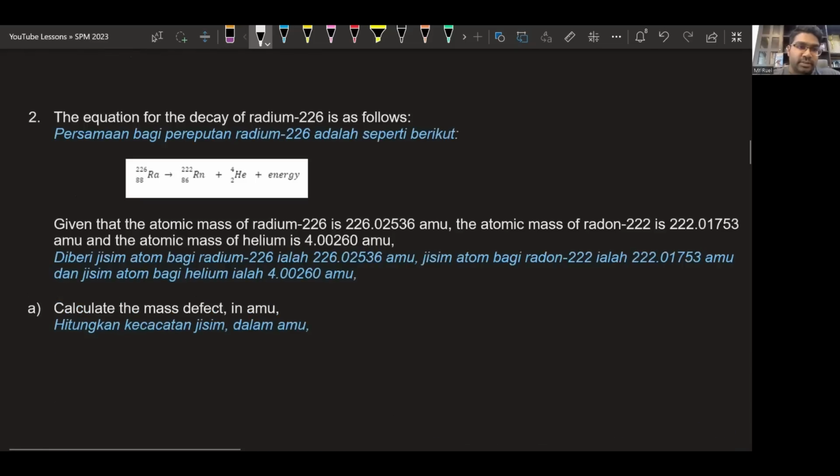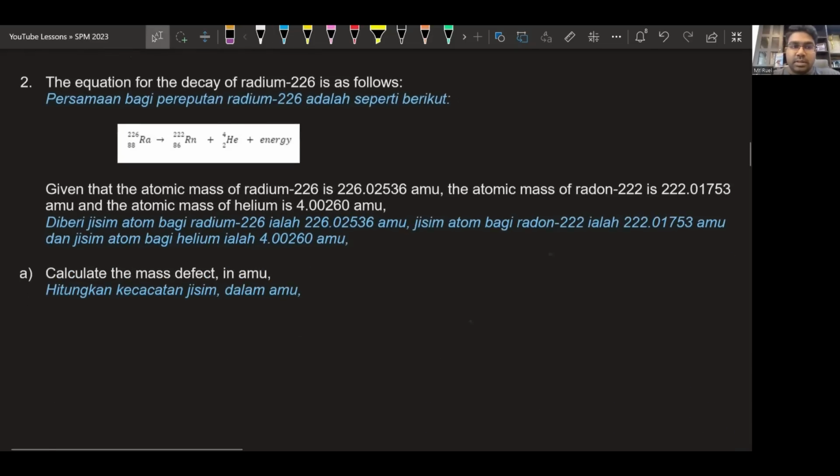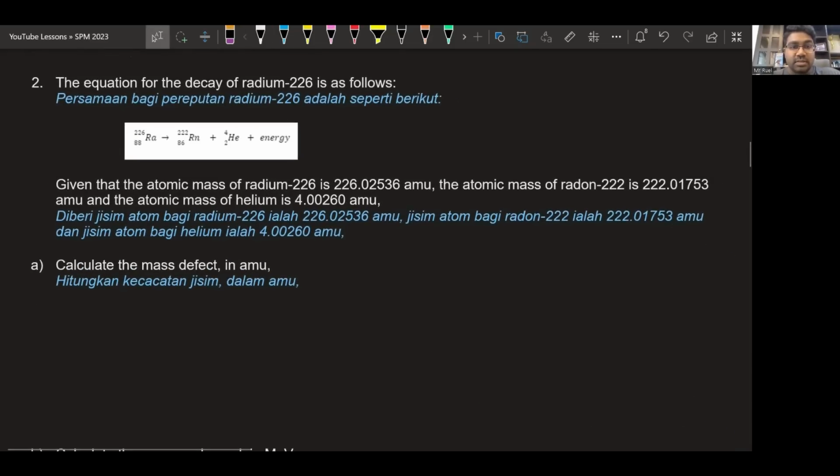All right, next. So this is for nuclear energy, the second part, 6.2. The equation for decay of radium, so they've given you an equation for radium here, is this. So they gave you radium will decay into radon by releasing helium and energy. So given that the atomic mass of radium is this, the atomic mass of radon is this, and the atomic mass of helium is this. So calculate the mass defect.